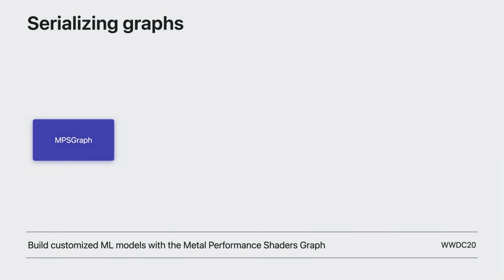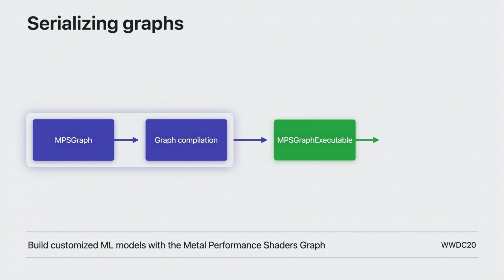Let's begin. An MPS graph can be created using the high-level APIs with full flexibility, layer by layer. Please refer to the video on building customized ML models with Metal Performance Shaders graph for details. After defining and compiling your custom graph, it will then execute through the MPS graph executable to get results. Normally, this process works great. However, in complex graphs with many layers, this initial compilation can lead to high application launch times.